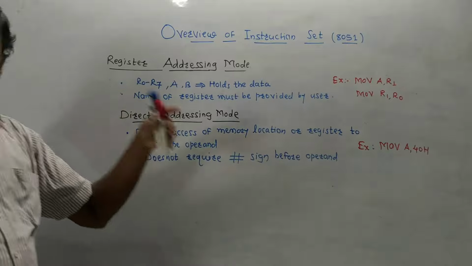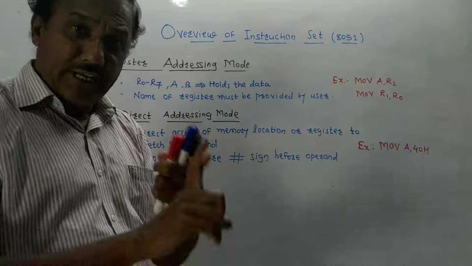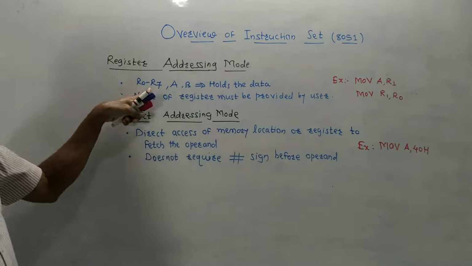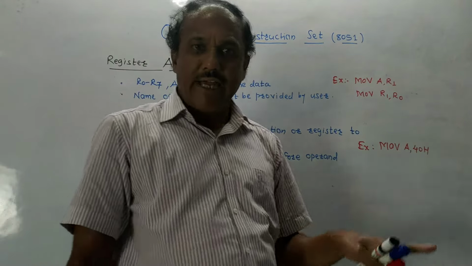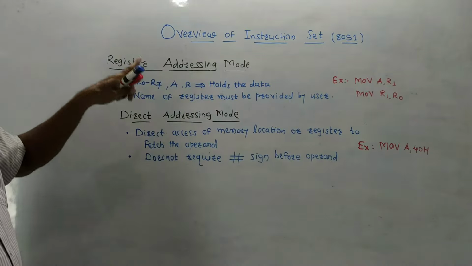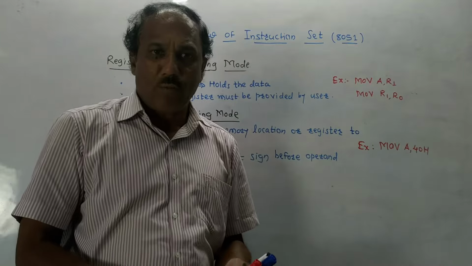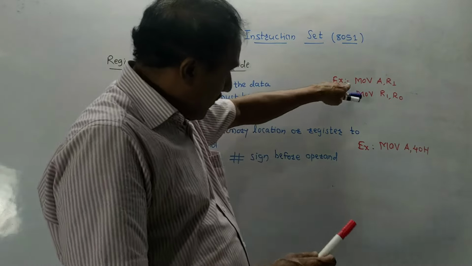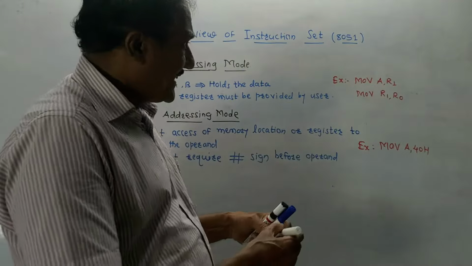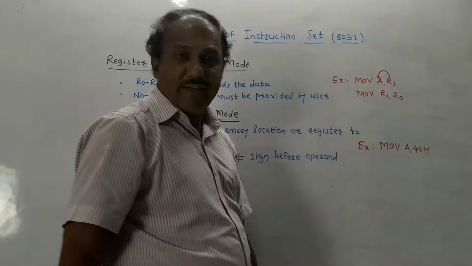So we have discussed that there are register banks and every register bank consists of registers, 8 registers from R0 to R7. So registers R0 to R7 from any register bank as well as accumulators A and B are used to hold the data temporarily. Name of the register must be provided by the user to perform this operation. Consider one example: MOV A, R1. It indicates that copy the data of R1, move the data of R1 to accumulator A.